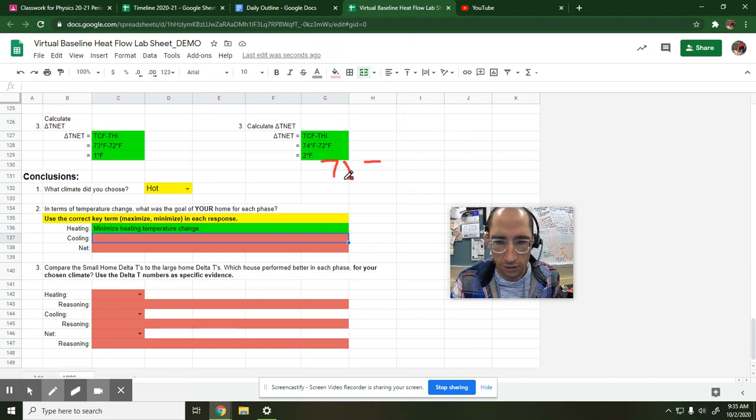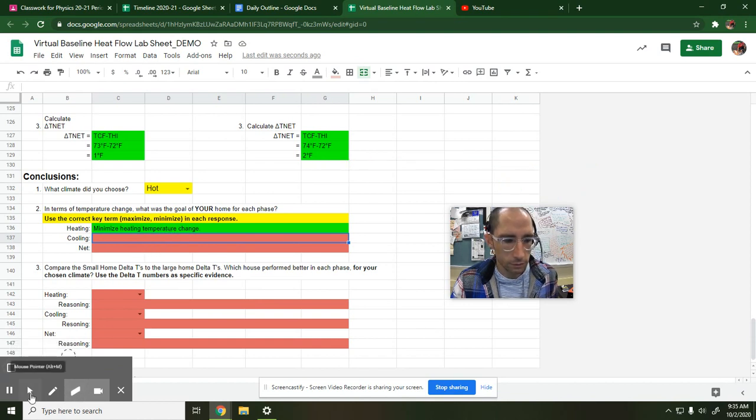So if you're starting at 72, ideally, here's what your temperature should look like throughout heating. It stays flat line. So it starts at 72 and ends at 72, and that's a heating temperature change of 0. That's ideal. So you're trying to minimize heating temperature change.